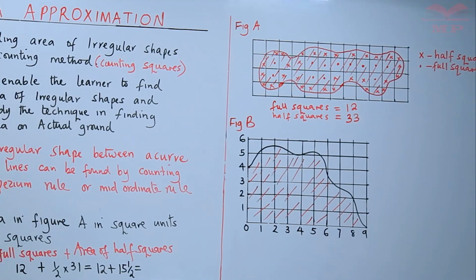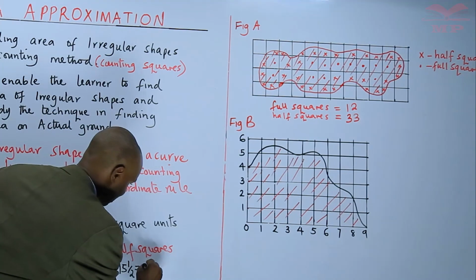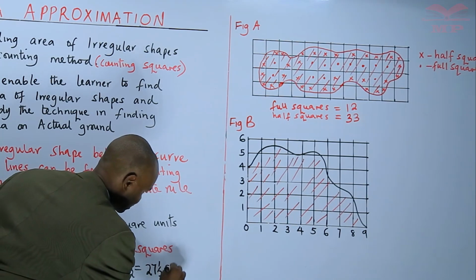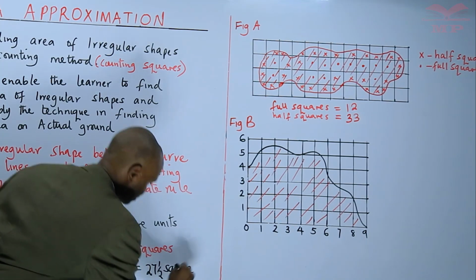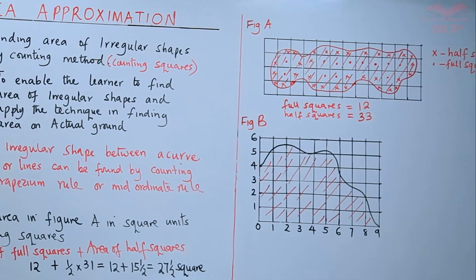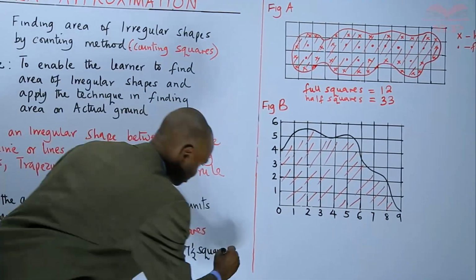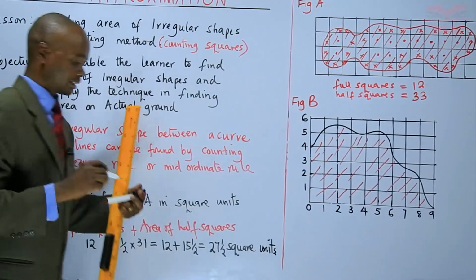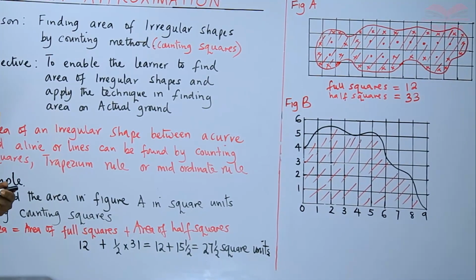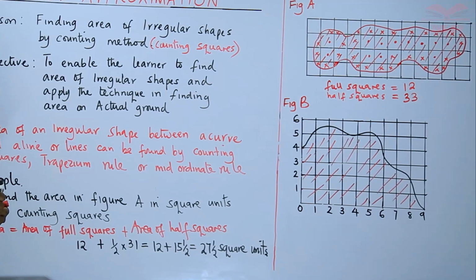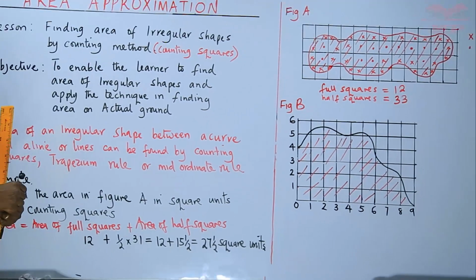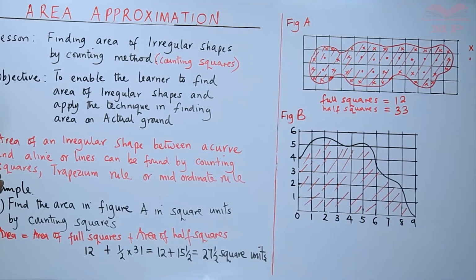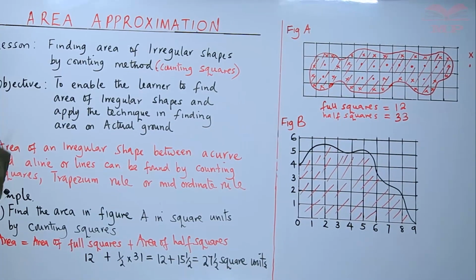Lana, that will give you 27 and a half square units. 27 and a half square units. I've got that area, but that doesn't end there. So if this is 1, they can still talk of 2.